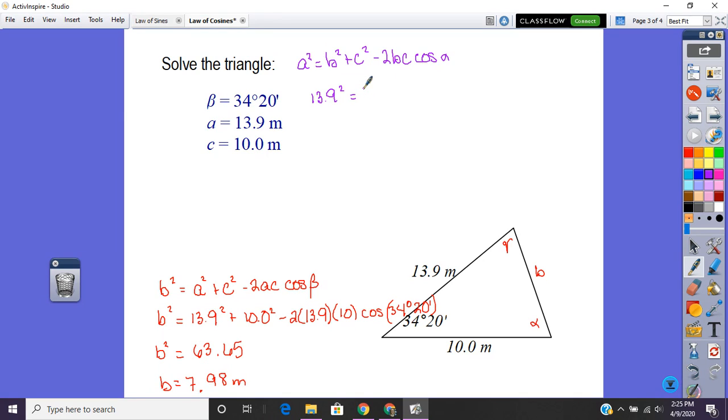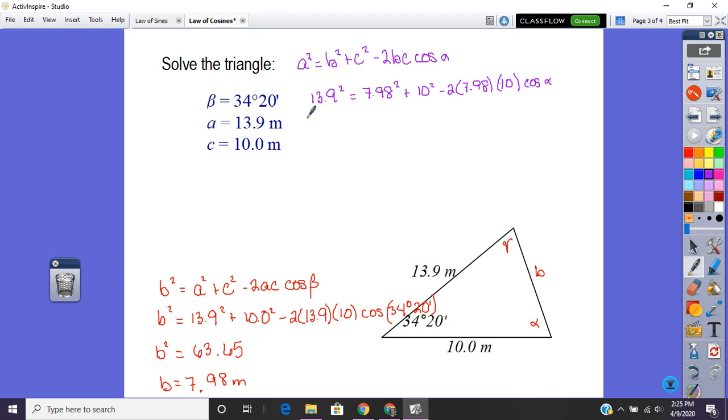All right, so our a is 13.9, so I'm going to have 13.9 squared equals b squared. Well, b we just found to be 7.98, so I'm going to use that, plus c squared, which is 10 squared, minus 2 times b times c times cosine of alpha.